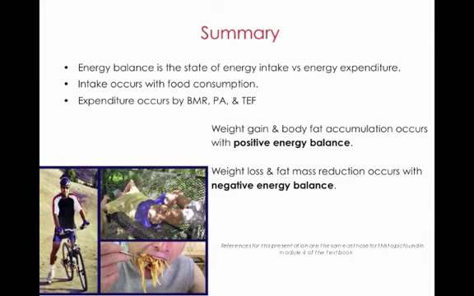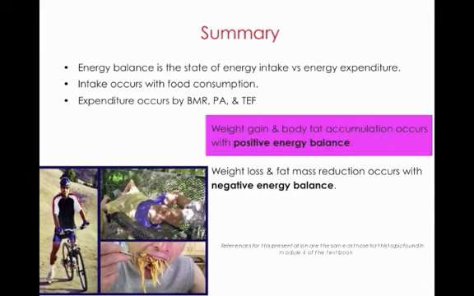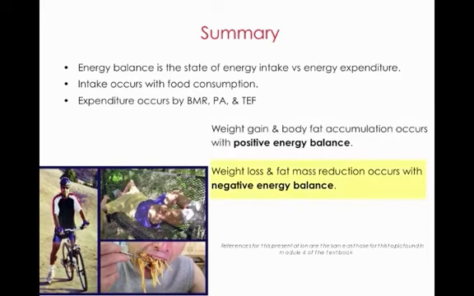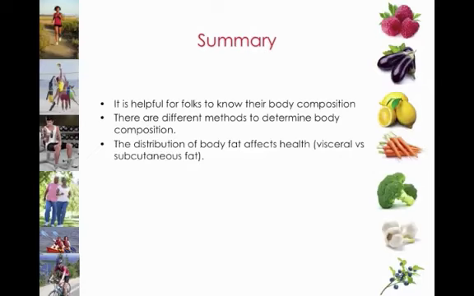The intake part of the equation is calories or food consumption. The expenditure includes BMR, physical activity, and the thermic effect of food. Positive energy balance occurs when intake is greater than expenditure. Negative energy occurs when intake is less than expenditure. It's also helpful for folks to know their body composition. There are different methods to determine body composition and where fat is found in the body, the way it's distributed, and we'll talk more about visceral versus subcutaneous fat can affect risk of disease.